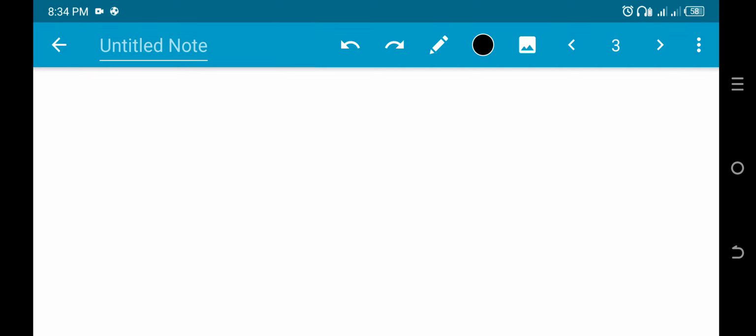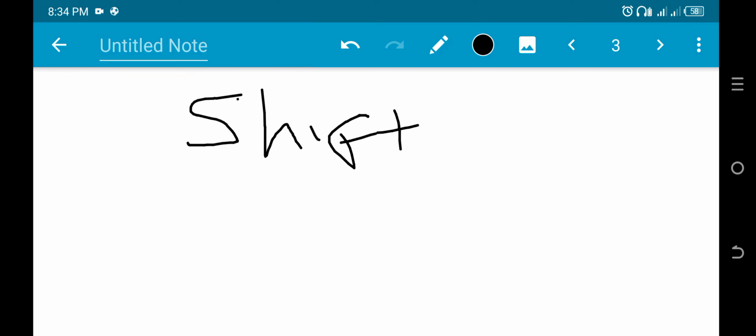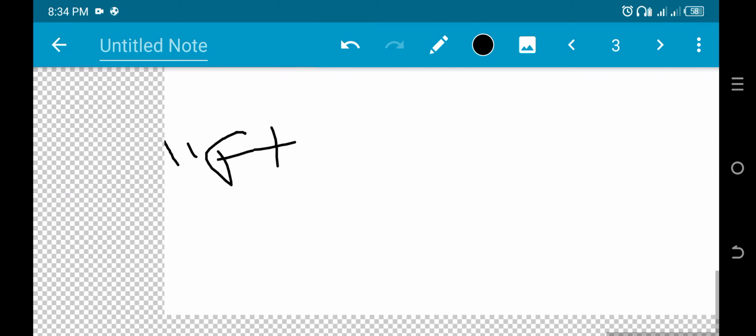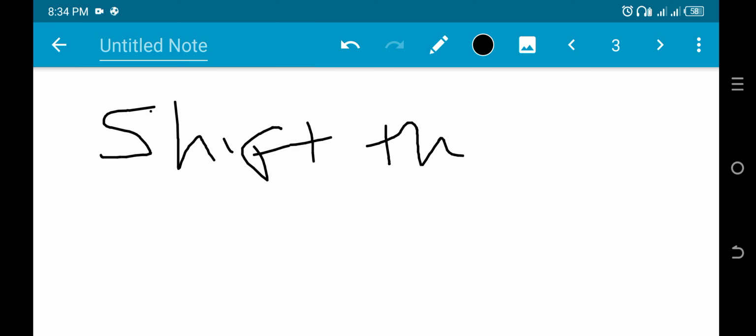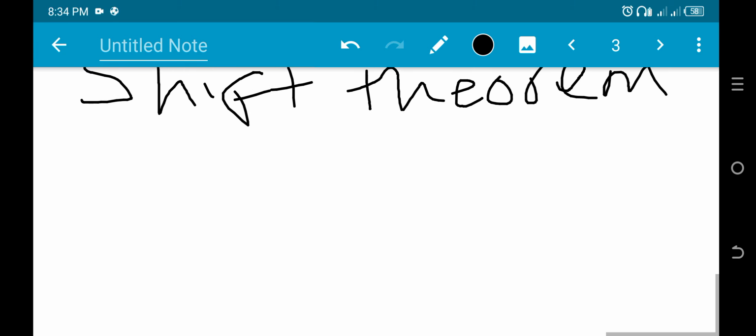Welcome colleagues to today's lesson, in which we are going to focus on our next core subtopic, which is the shift theorem. So this is one of the subtopics under the Laplace transform. So what does the shift theorem say?